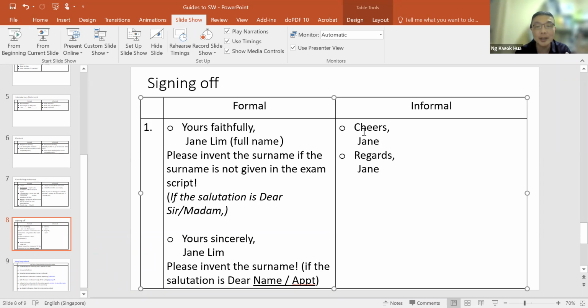Cheers, capital C, comma, Jane. No surname. Please do not sign off with any surname. Last practice, a few of you signed off with a full name under the informal writing. So sign off as cheers or regards. Any problems so far? No answer again. Okay, never mind.